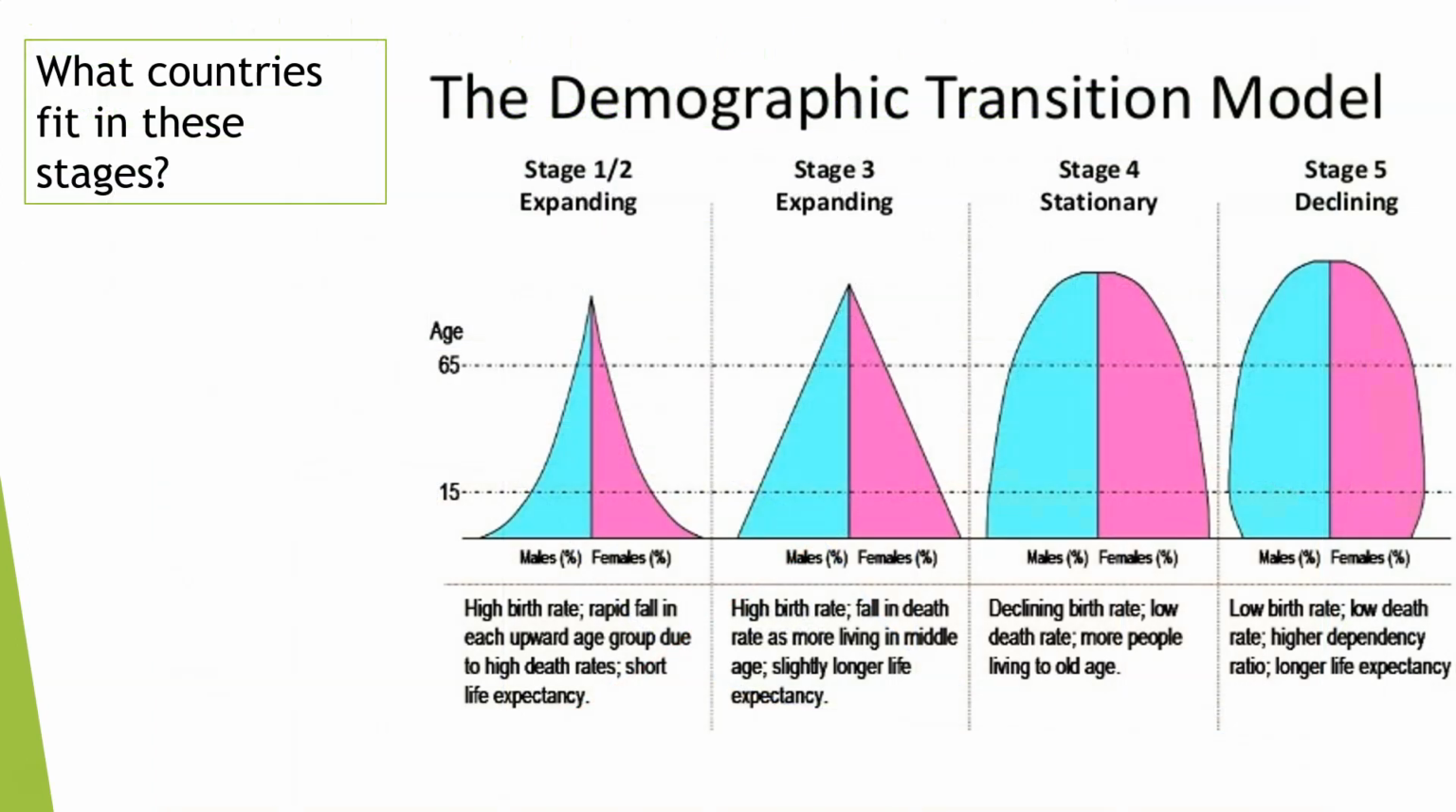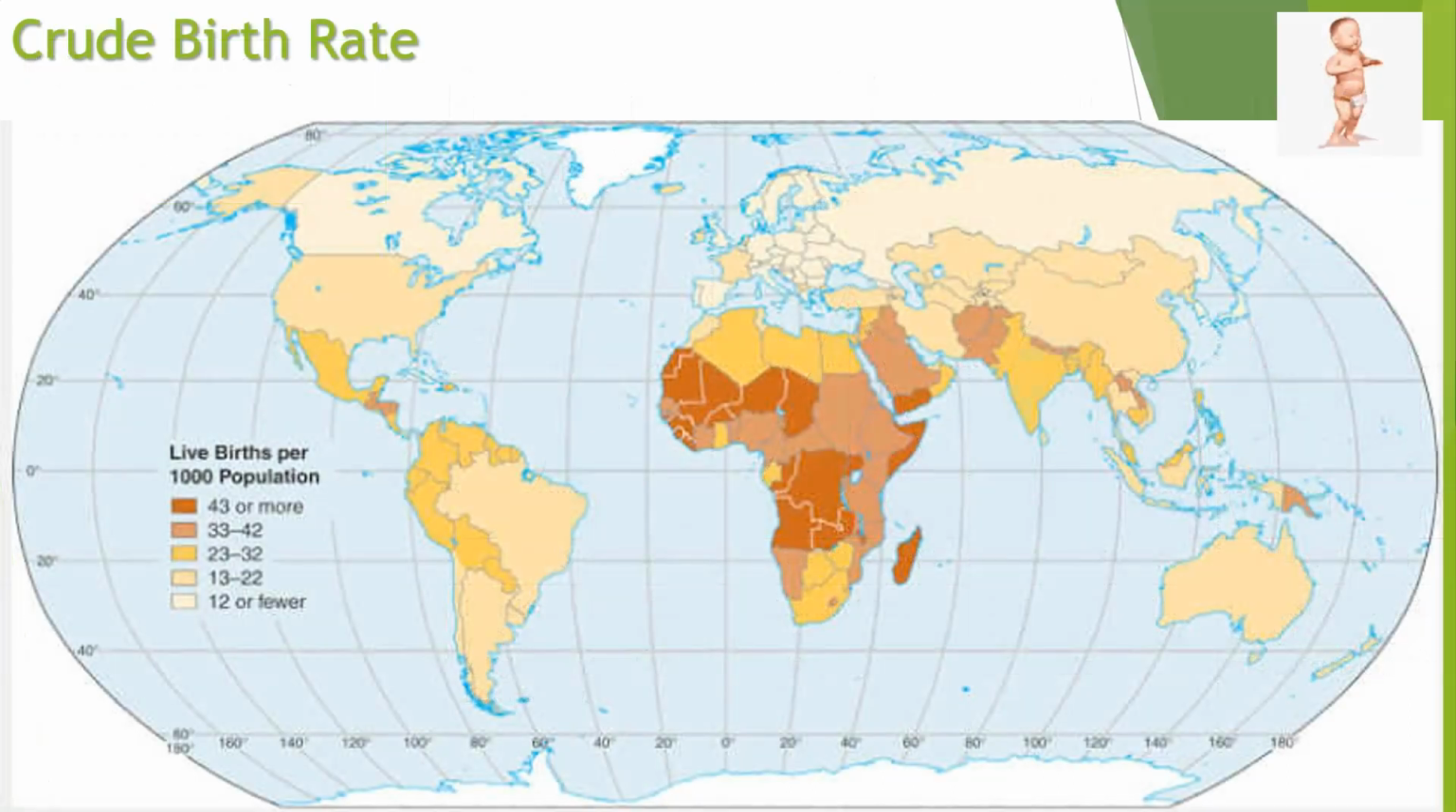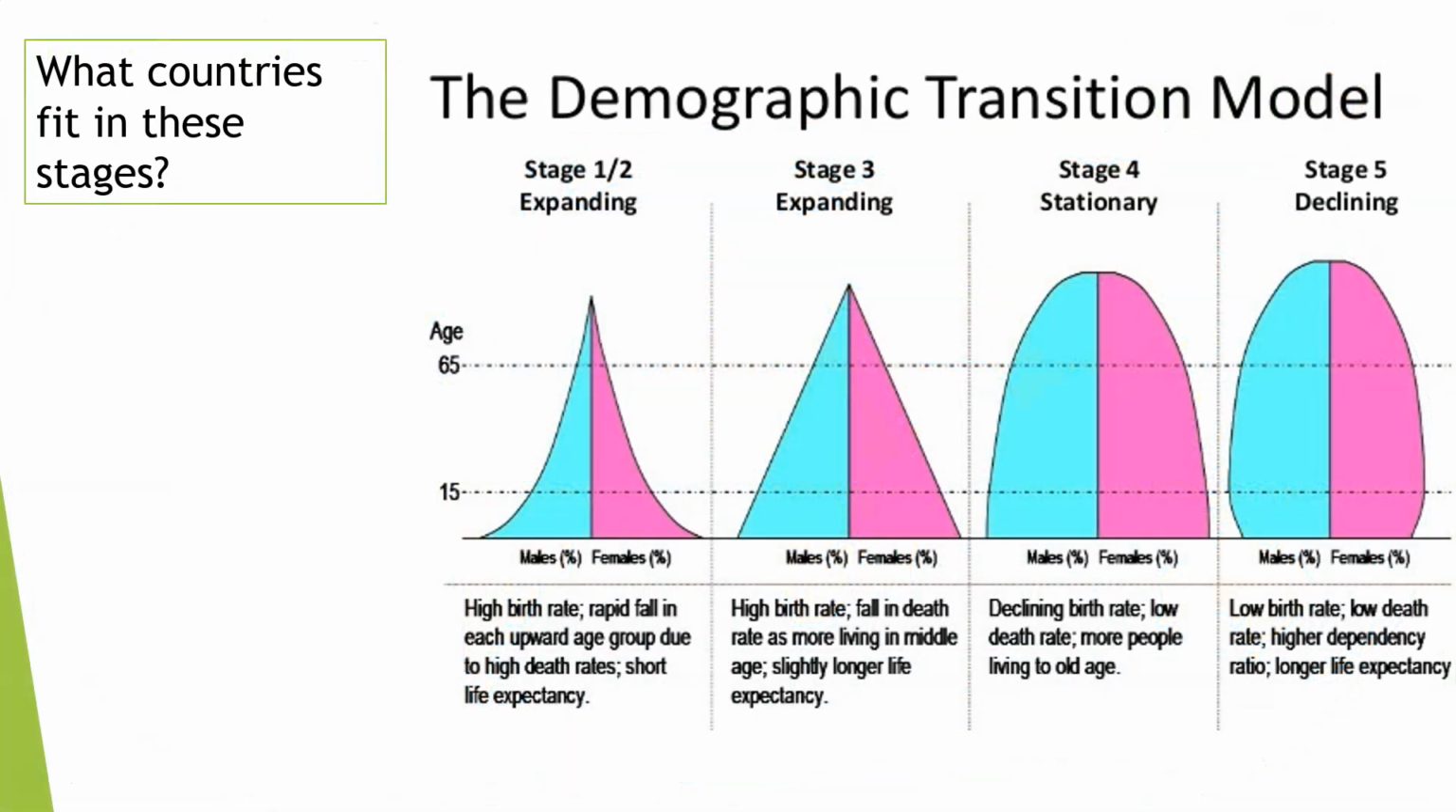So think about, and we talked about it, you should have examples in your notes of what countries might fall into these stages. And again, if you remember the map that we did, which you should have in your notes for each of these stages, we did draw a sample population pyramid, and you should look at those notes again.